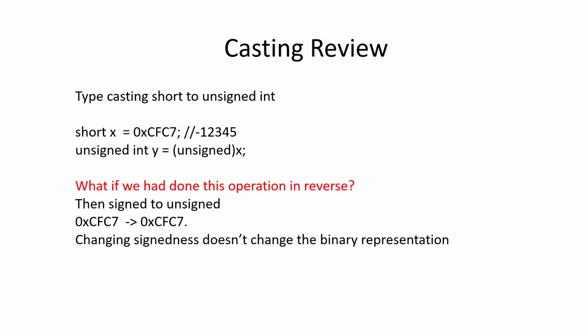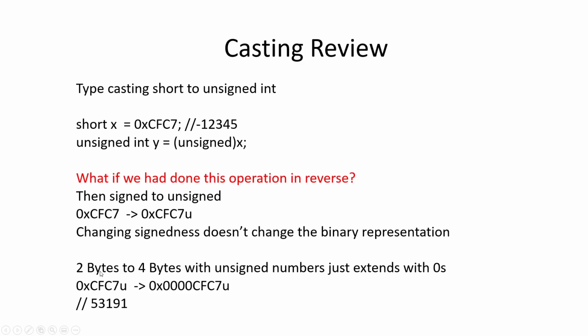All right. So the next question I have is, I want to show you this is different. What if we had done this operation in reverse? If we did the sign first, that's not going to change anything. It's the same binary representation. So I still get CFC7, but now this is going to be a positive number. And when we go from 2 bytes to 4 bytes to make this the unsigned numbers, the positive numbers take up more space. We just fill in with zeros. So instead of extending this with ones, we're just going to fill in with 16 extra zeros. And the final result is 53,000.